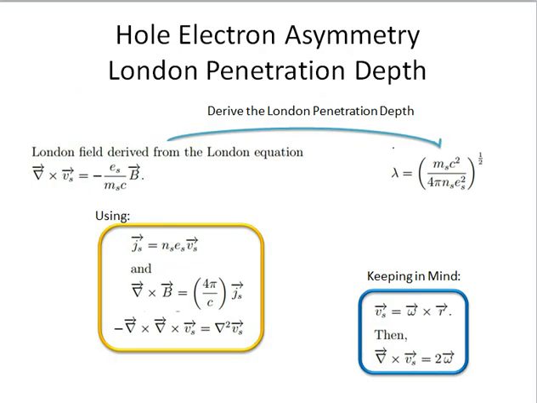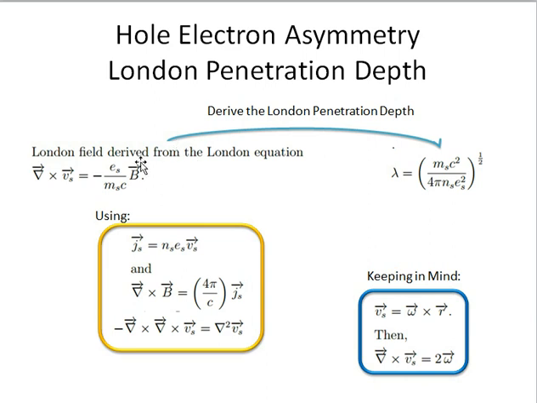Now Hirsch goes on to show this mathematically in his article, and what he does there is start with the equation for the London field, or this magnetic field I talked about in the last slide. And the equation is that the curl of the velocity of the superconducting carriers is equal to the negative of the charge of the carrier over the mass of the carrier times the speed of light times the magnetic field that's created.